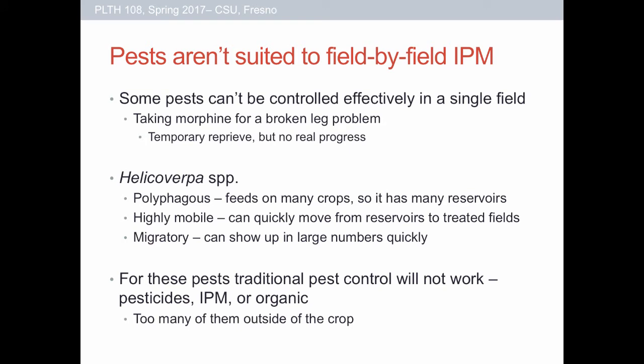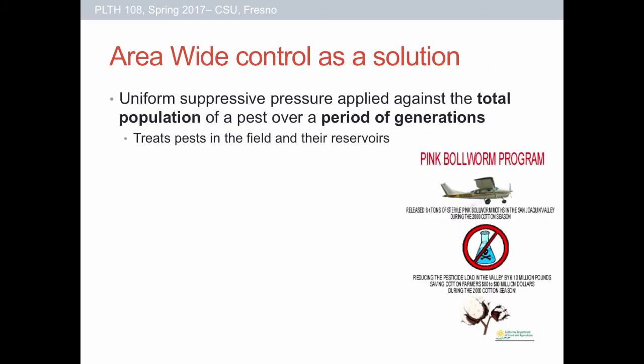And yeah, so for these, traditional applications don't really work. We need to treat them outside of the crop. And so the takeaway here is this idea that IPM is going to have to move away from this field-by-field approach and into more of an area-wide treatment, where we treat the total population over a period of generations. And I'm not going to belabor this point because we already covered it in area-wide control.